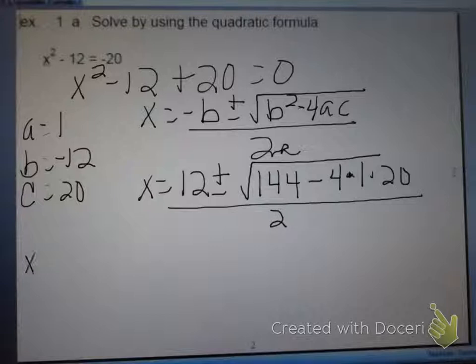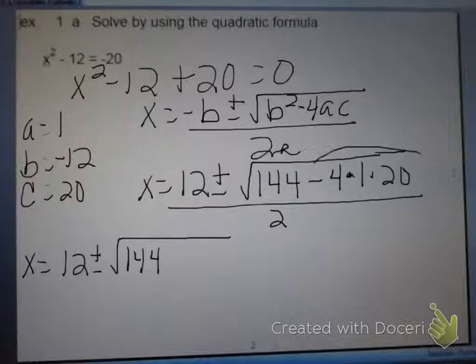Okay. Now, you have to make sure you simplify in these steps. Copy down the 12 plus or minus the square root, bring down the 144, and then go and circle the negative 4ac part. This is where people make their mistake with the negatives. Negative 4 times 1 is a negative 4, times 20 is a negative 80. So we're going to subtract 80.